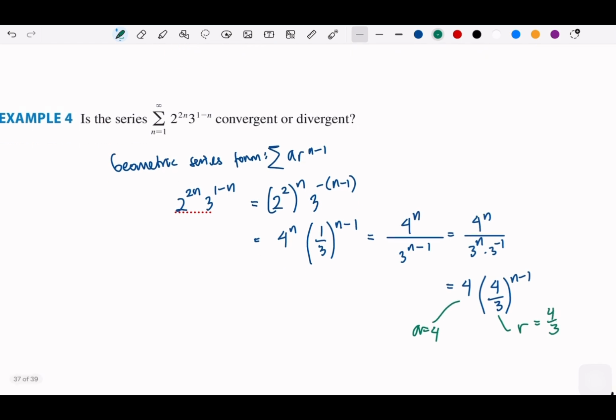And since R is 4 over 3 and it is greater than 1, then the series diverges.